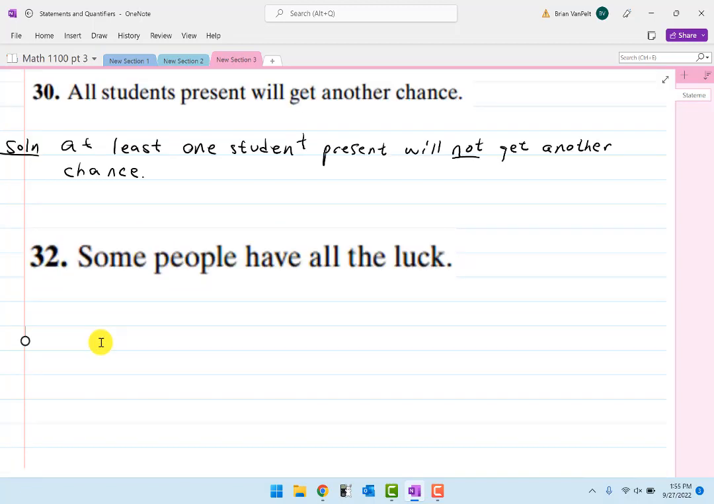Some people have all the luck. So the negation of this is that no people have all the luck.